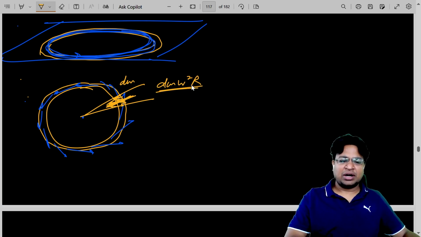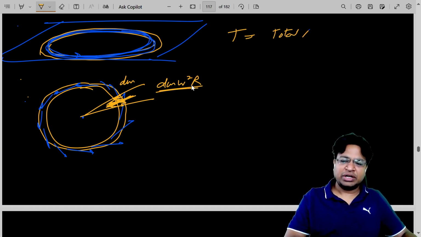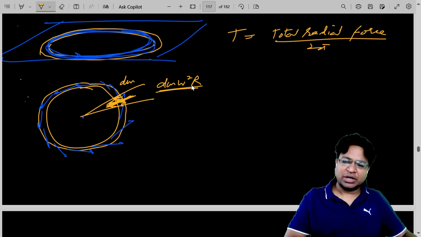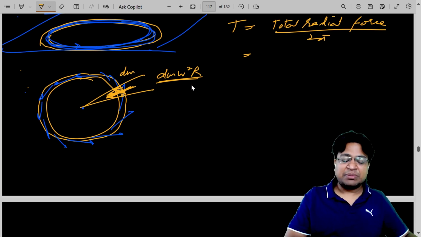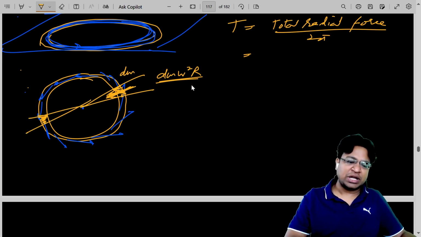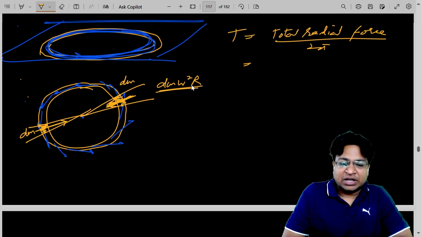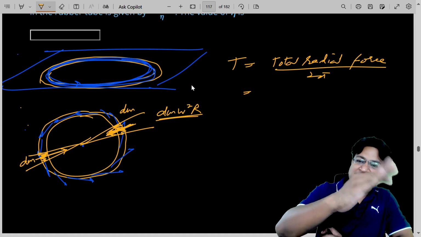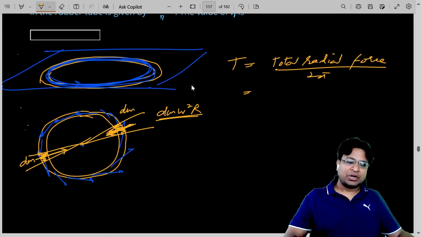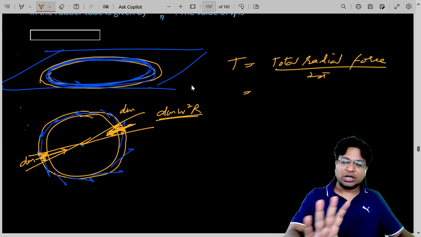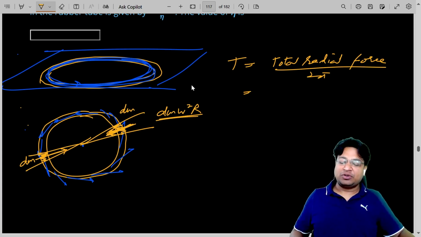So the tension developed in such cases is written as total radial force by 2 pi. You can remember it as the formula. Remember, guys, I'm not talking about the net force, because net force would be zero. There would be another diametrically opposite element of mass dm. On that, the force would be in this direction. So the two forces are going to get cancelled out. I'm not talking about vectors. I'm talking about simply adding the magnitude of all these forces. So total radial force, I did not say net. I said total radial force. You just add the magnitude and divide by 2 pi, you will get the tension.